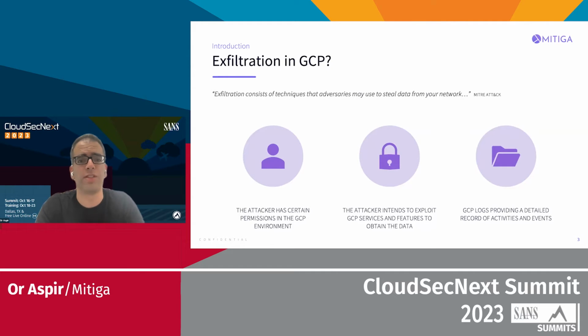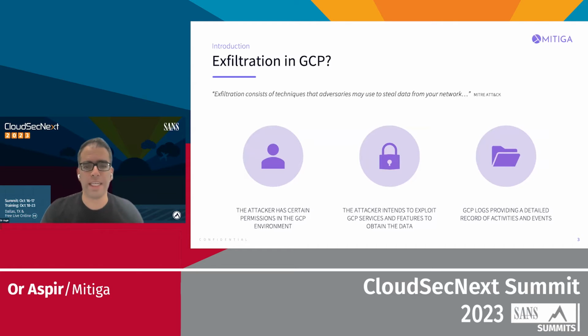A couple of assumptions that you can make regarding exfiltration in GCP. First of all, the attacker already compromised your cloud environment, because they cannot just steal data and that's it. They need to have some kind of initial access in your environment. So I will show you later how it can be done.